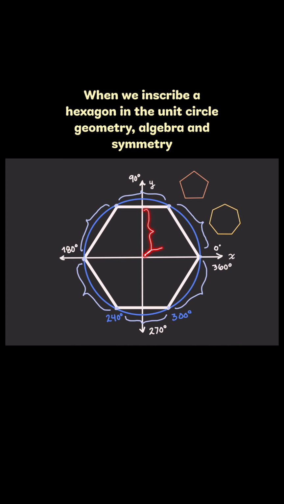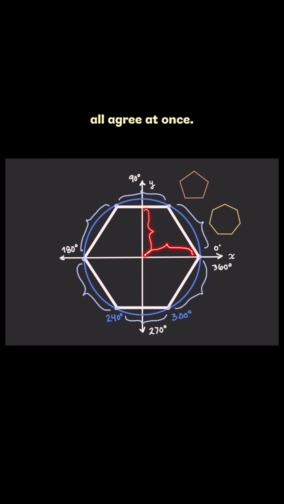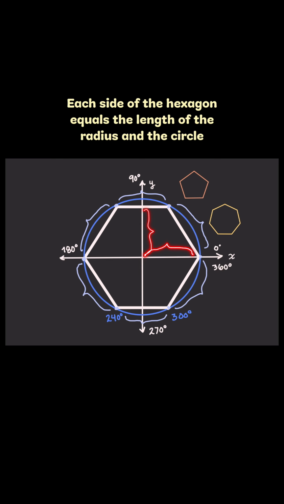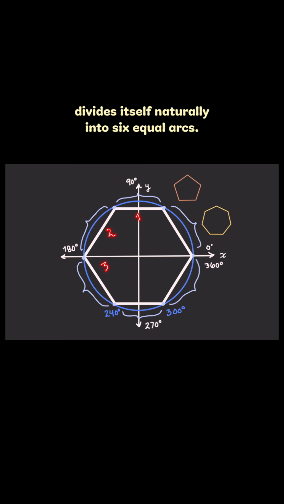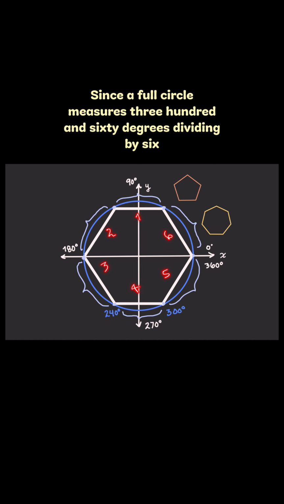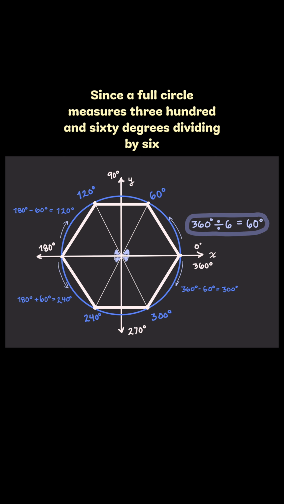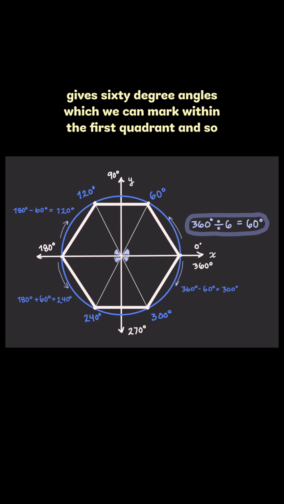When we inscribe a hexagon in the unit circle, geometry, algebra, and symmetry all agree at once. Each side of the hexagon equals the length of the radius, and the circle divides itself naturally into 6 equal arcs. Since a full circle measures 360 degrees, dividing by 6 gives 60-degree angles, which we can mark within the first quadrant, and so on.